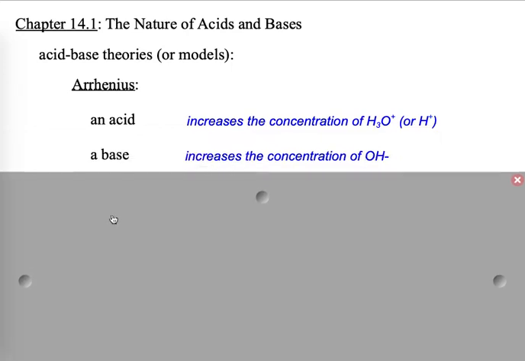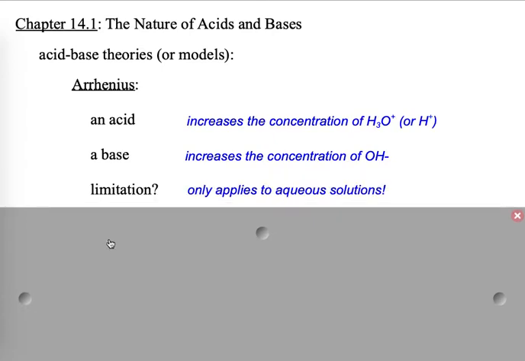A base, according to the Arrhenius definition, is a substance that increases the concentration of hydroxide in aqueous solution. You'll recall that H+ and OH- are complementary, and we'll see why in a little bit. The limitation of the Arrhenius model is that it only applies to aqueous solutions. Still, that's a pretty broad definition.